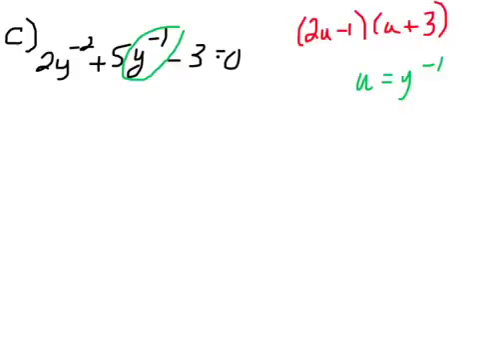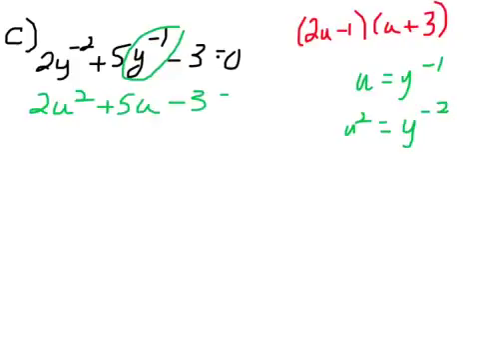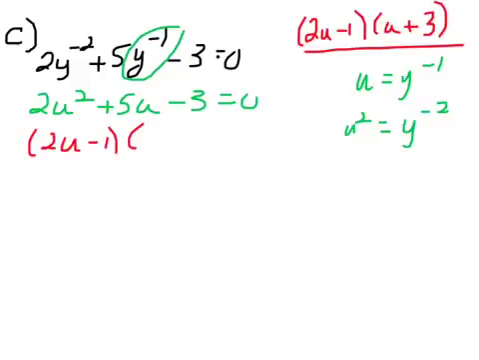If that's u, what would u squared be? It would be y to the minus 2, okay? So this is the same thing as 2u squared plus 5u minus 3 equals 0. So I'll know it's going to factor like this up here that I wrote in red, 2u minus 1 and u plus 3. Okay? But I didn't really have u's, did I? What did I really have? I really had y to the minus 1.